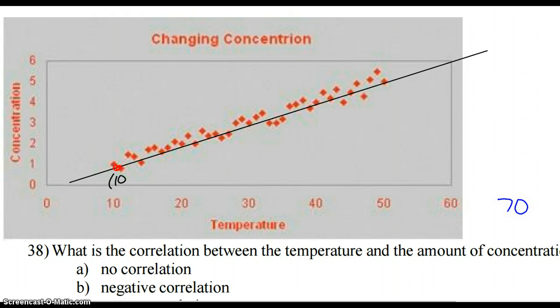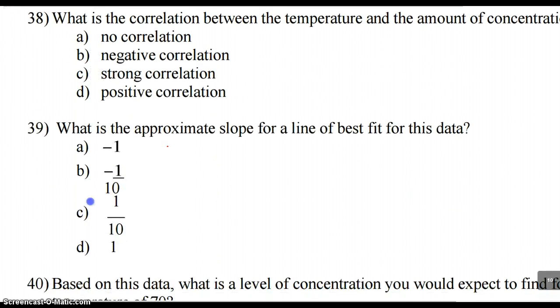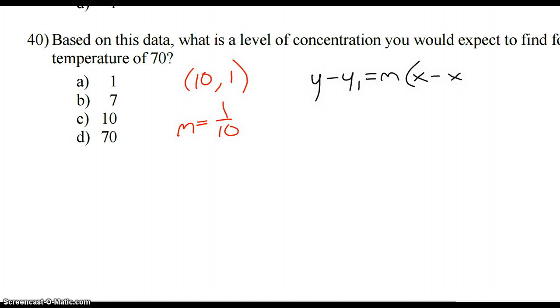So this is over 10, up 1, and we have a slope of 1/10. So we're going to use the point 10, 1 and slope of 1/10. So I'm just going to go through the point slope form version one more time, although you probably already know what the answer is. Alright, so x1, y1, a specific point. So I'm going to go y minus 1 equals my slope, 1/10, times x minus my specific x value, 10.